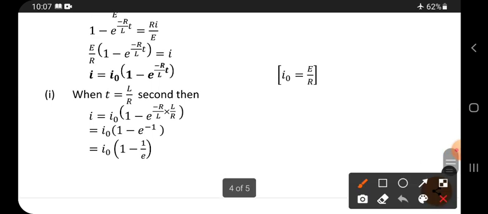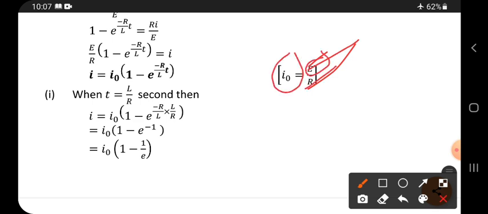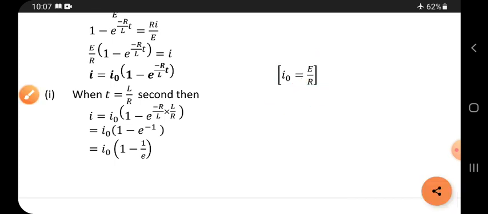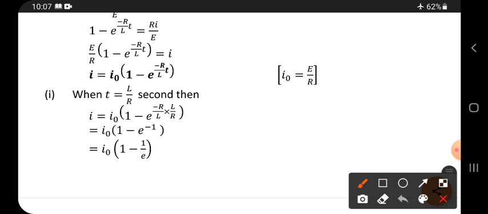And we know that this is voltage, this is resistance. Voltage by resistance is current, but it is a battery voltage. So that is why battery voltage by resistance is called maximum current. Maximum current is denoted by I naught. So this term is I naught. So I is equal to I naught into this bracket.